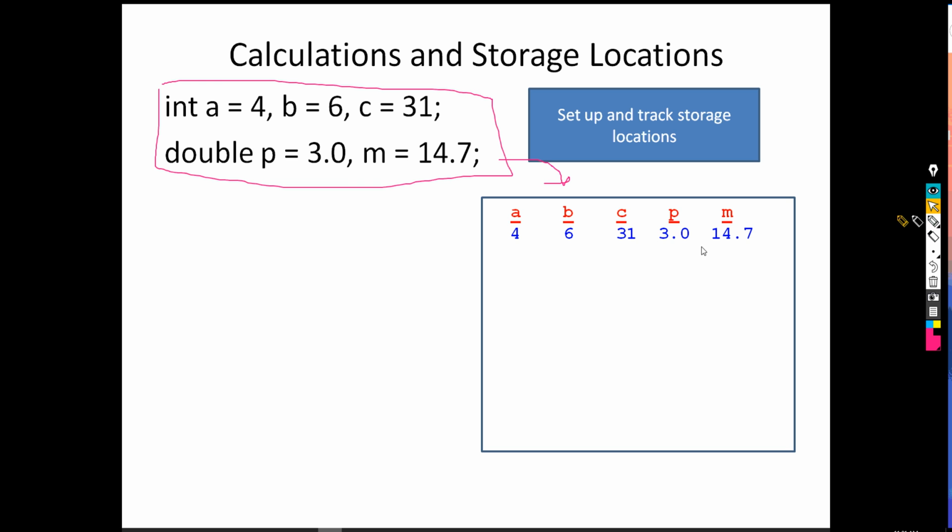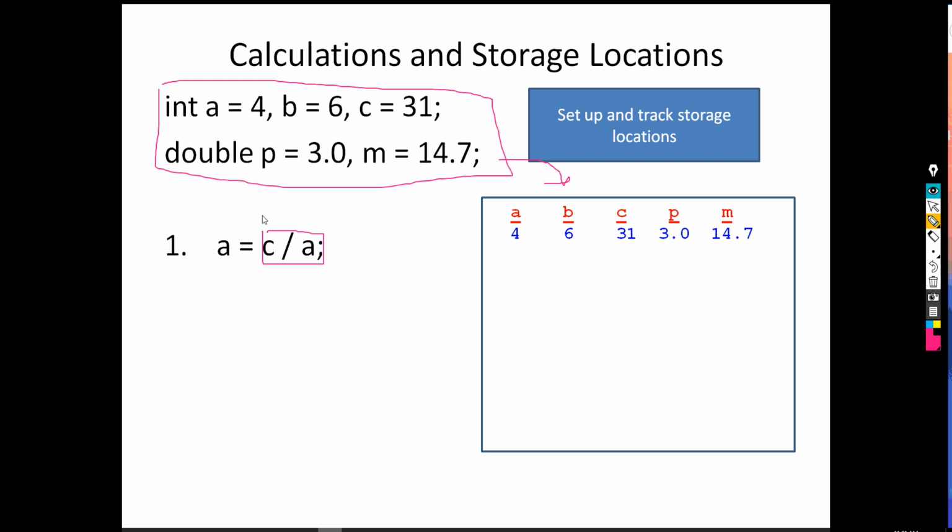So the first problem is A is assigned C divided by A. Now this is not A equals C divided by A. It's A is going to be assigned, and we're going to store the result of C divided by A inside A. Now C, we're going to apply what we learned on the previous slide.